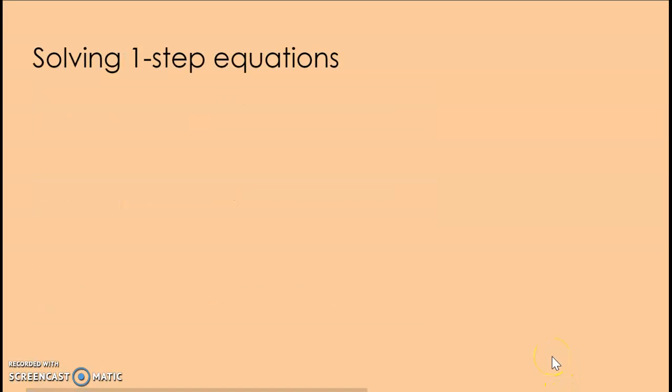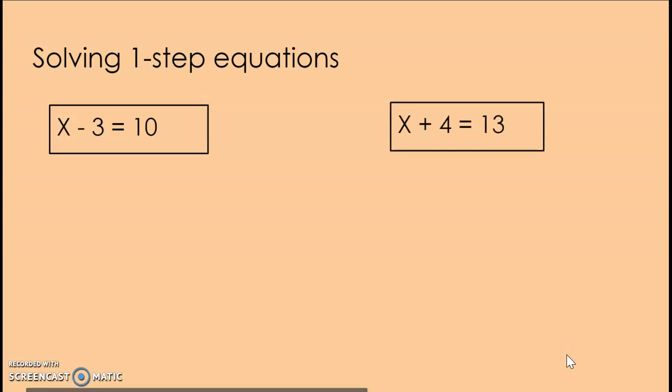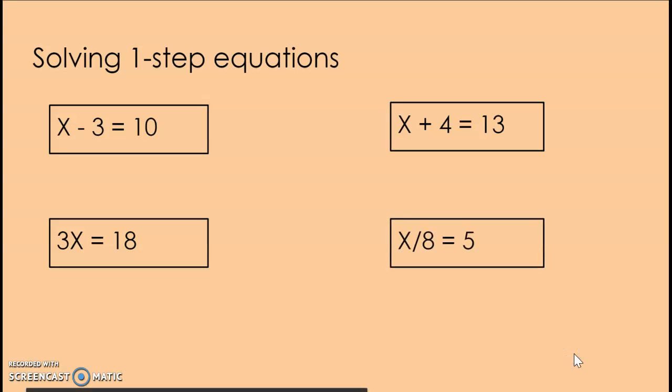Solving one-step equations. x minus 3 equals 10. x plus 4 equals 13. 3x equals 18. And x over 8 equals 5.